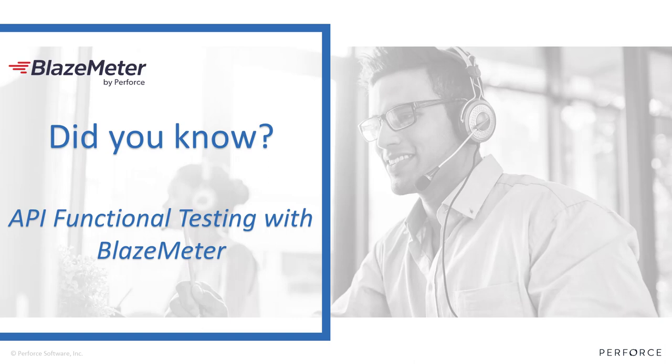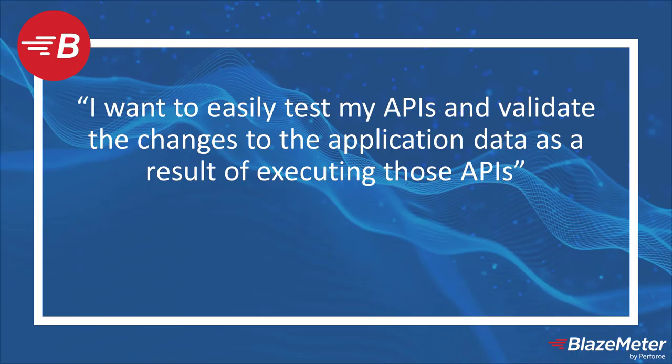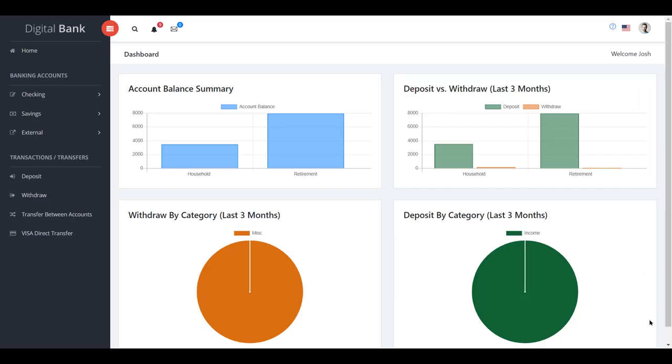Today we are going to talk about using BlazeMeter for API testing. We can use BlazeMeter to run a series of API calls and then verify that the application data is appropriately updated from those calls. Our application under test is a digital bank application with a robust API. For our test, we want to exercise the Get Checking, Get Savings, and Transfer Money APIs. We will also validate the money is properly transferred from one account to another.